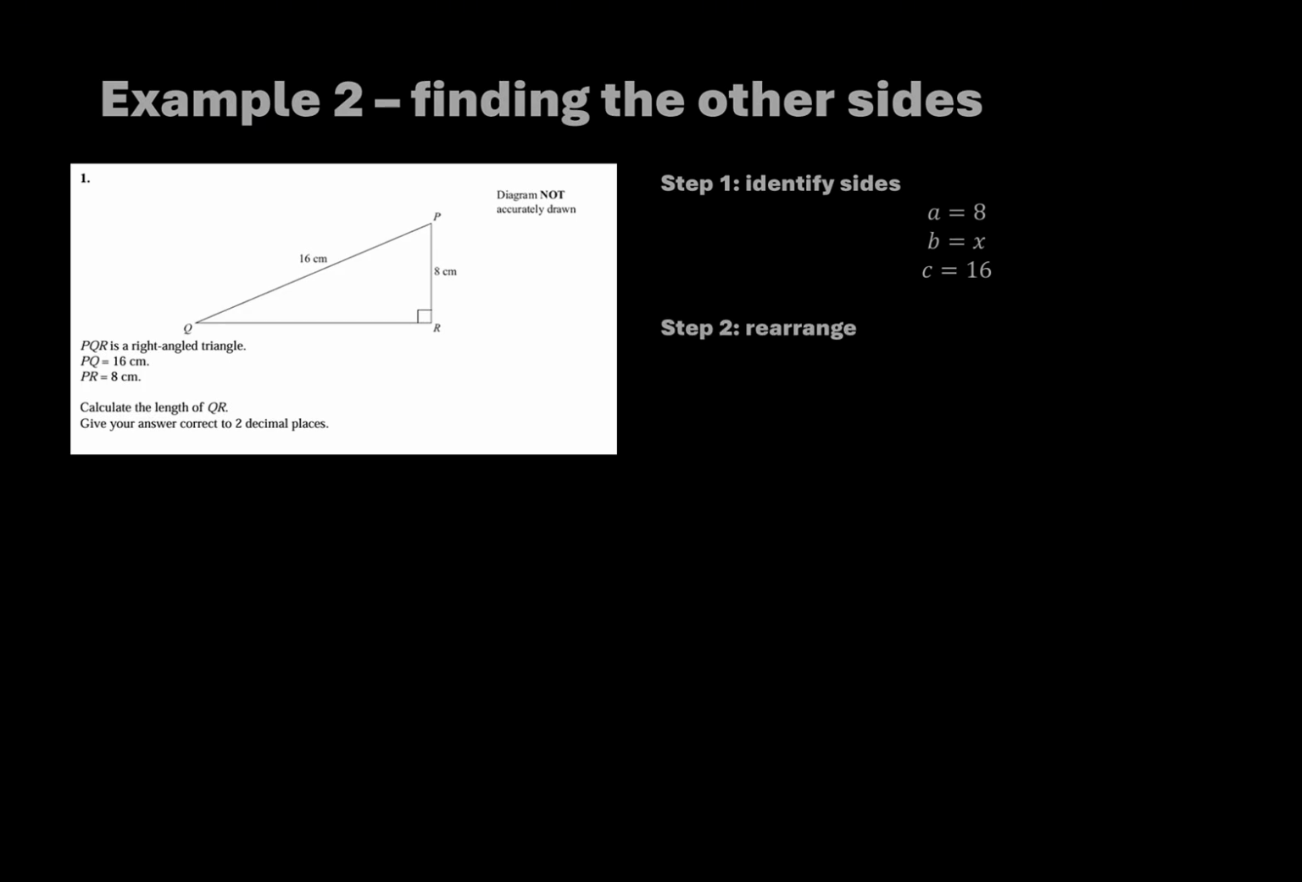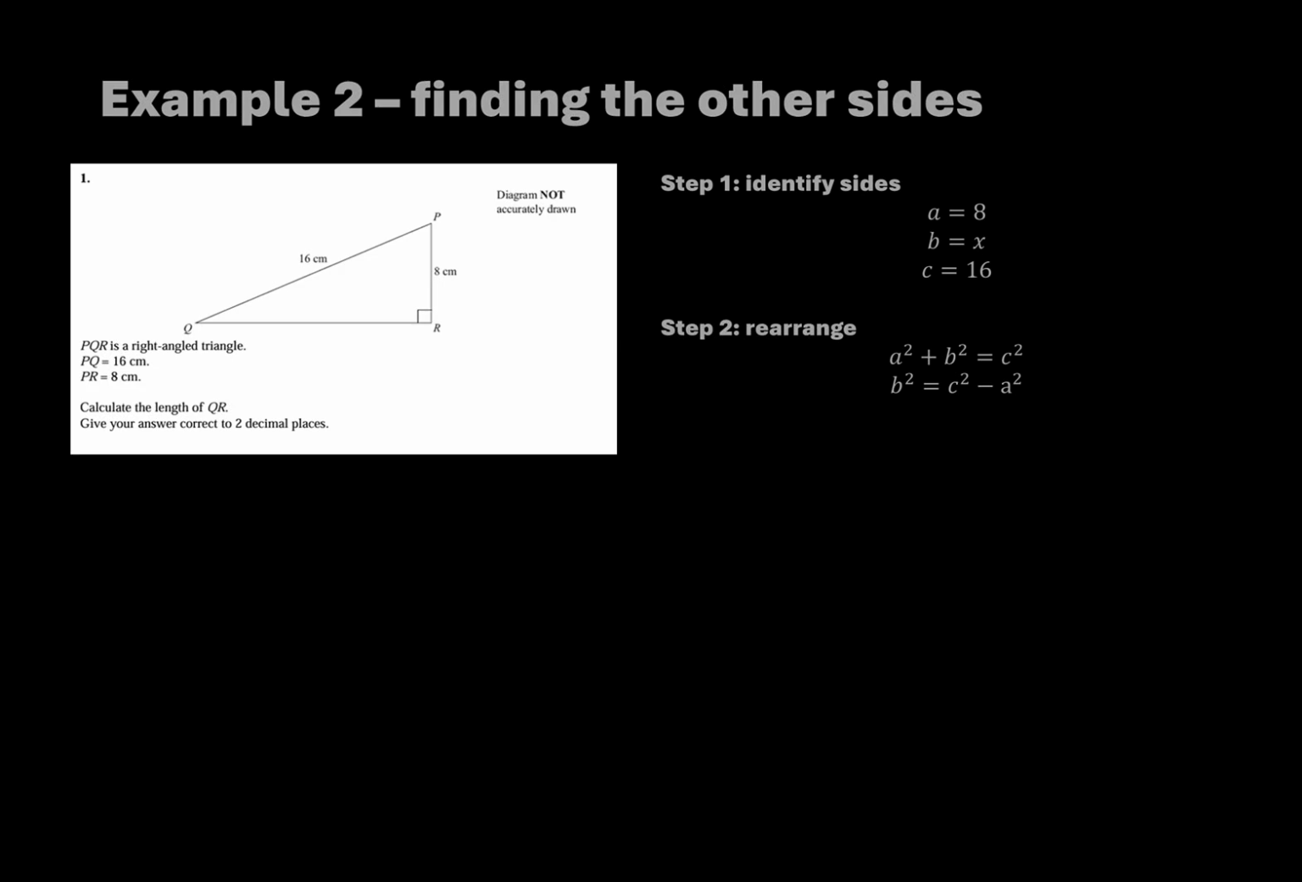Cool. Now we're going to rearrange. A squared plus B squared equals C squared. So we're not solving for C squared anymore. This is the extra step in this example. We're not solving for C, the hypotenuse. We know C, we want B. So we've got to take away A squared from both sides to get B squared by itself.